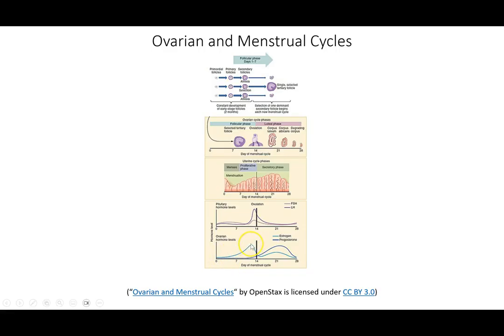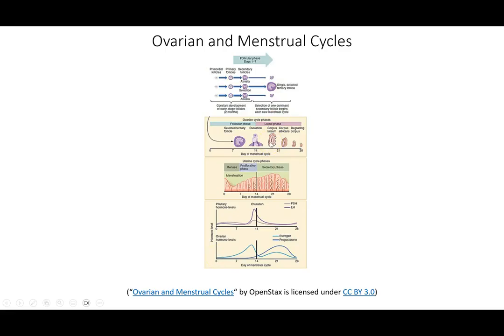So that will bump up a little bit right before ovulation and then slowly decrease with a slight increase during that secretory phase that will help maintain that uterine lining. Progesterone stays pretty low until after ovulation. Again, that corpus luteum is going to produce a fair amount of that progesterone.